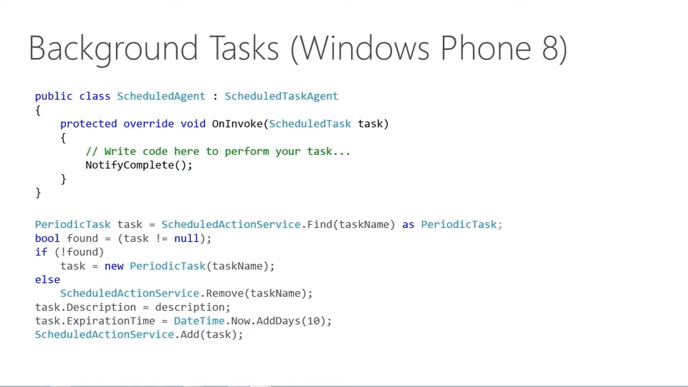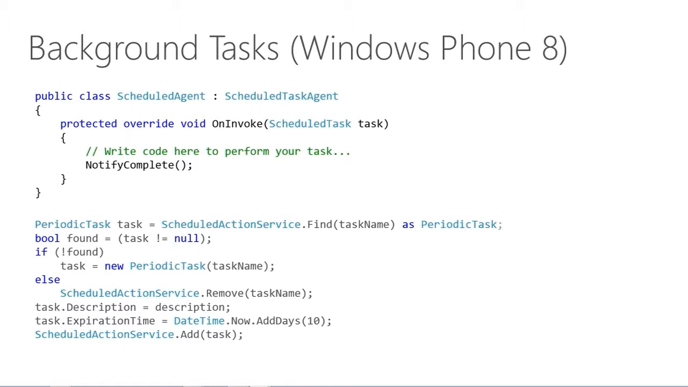Windows Phone 8 is a little different. You would override the OnInvoke method and use the ScheduledTaskAgent here. And so here I would write some code, and when that background task is complete, then I send a NotifyComplete. That NotifyComplete method tells the operating system that you're done with the background task, and so the operating system can go on and use the CPU or the thread for something else. And so here I'm defining that task.